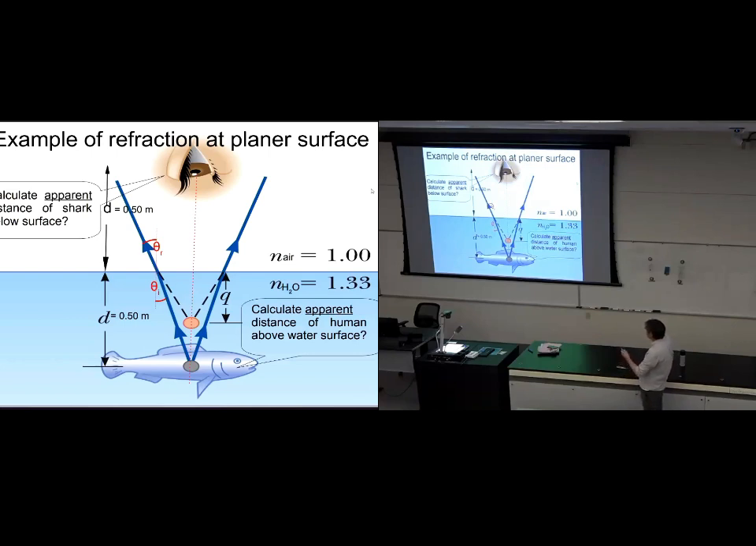To quantify everything, I'm indicating here that the shark's object position is 0.5 meters below the surface, and my object position is 0.5 meters above the surface. And then I'm also indicating what the two refractive indices are. Upstairs here is air, which is essentially 1, and downstairs here is water, which has a refractive index of 1.33. Okay, so where do I see the shark, and where does the shark see me?